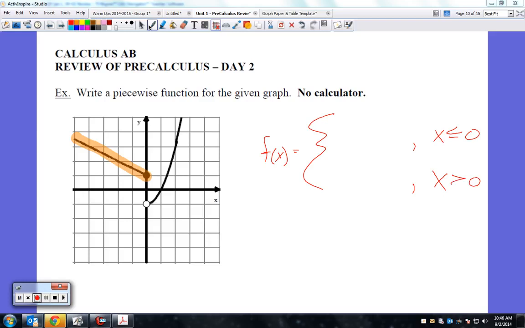Anyone, is this a function? Yes, because why? There's no overlap. It passes the vertical line test. Don't change it on your paper. Is it a function now? No. Okay?